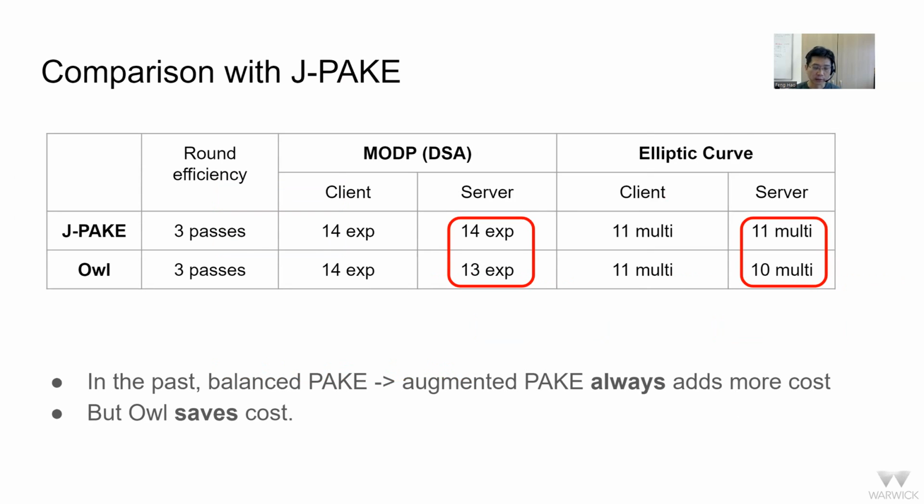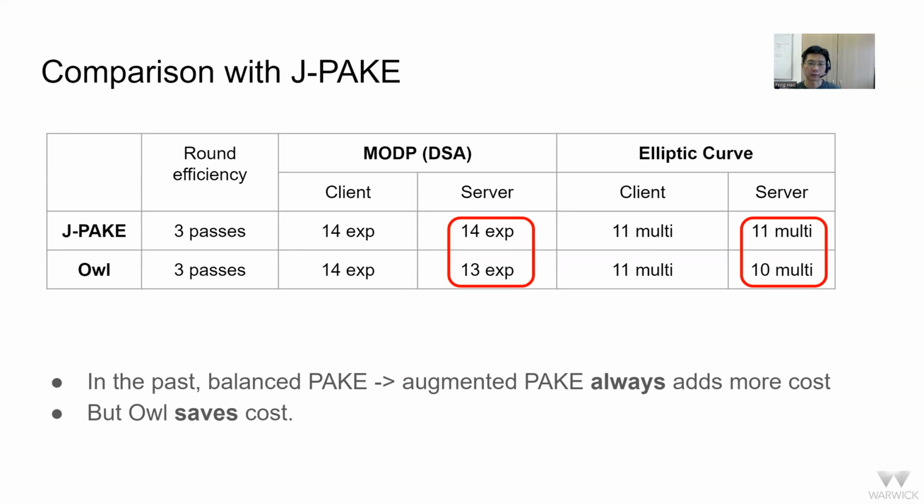Finally, we compare OWL with J-PAKE. J-PAKE is a balanced PAKE. OWL is an augmented PAKE, so the two are different types, but OWL is adapted from J-PAKE. In terms of round efficiency, the two protocols are the same. In terms of computation, as you can see, OWL is even more efficient than J-PAKE. That could be interesting to many people.